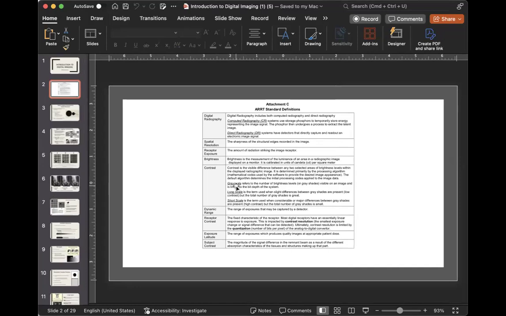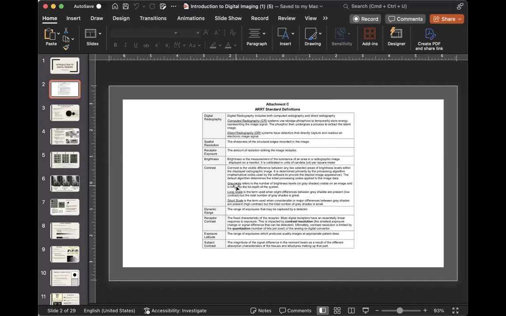When we talk about spatial resolution, this is called sharpness. This is the sharpness of the structural edges on the image. Okay, and so that's what we see. Receptor exposure, when we look at it, is the amount of radiation striking the image receptor. Brightness, when we talk about brightness, is referring to the monitor.